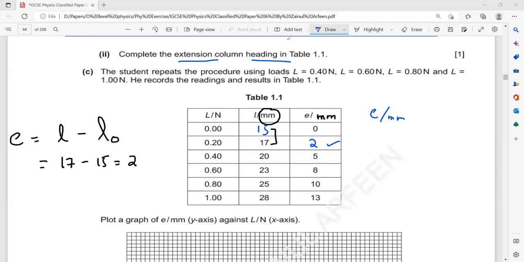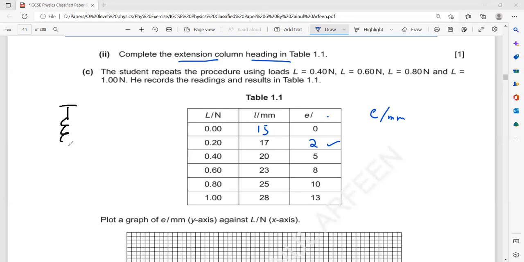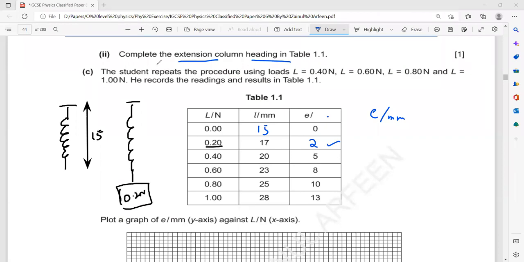Why 2? Because if you see the original length, when nothing was attached to the spring, it had a length of 15. When we add a load of 0.2, the length of the spring changes to 17. So how much has the size increased? Originally it was 15 and now 17 millimeter. So how much has the size increased? That's called extension. So it's equal to 2.